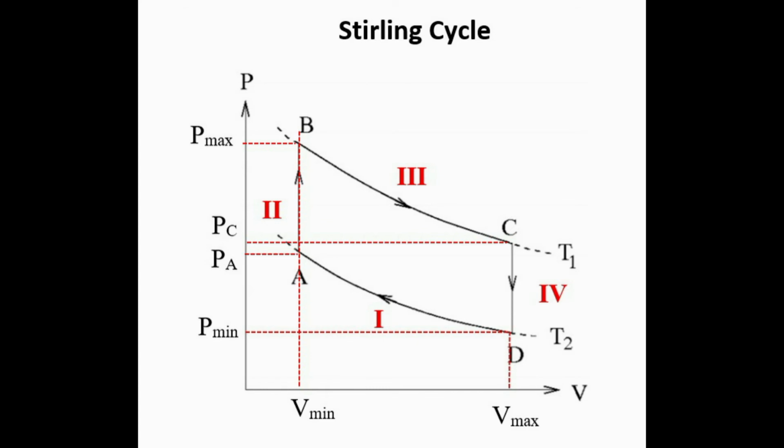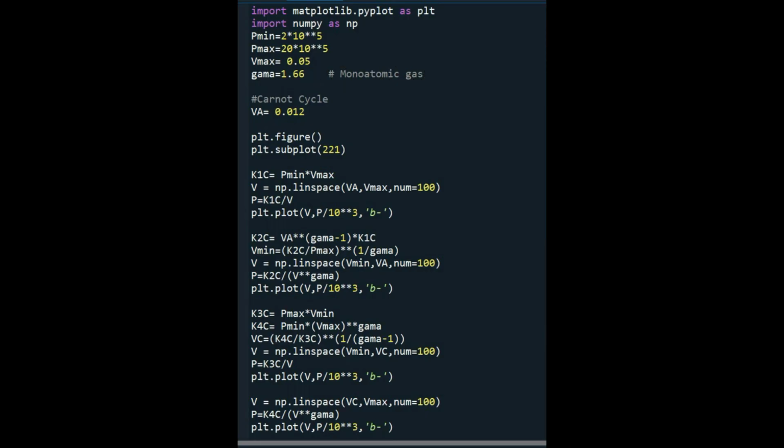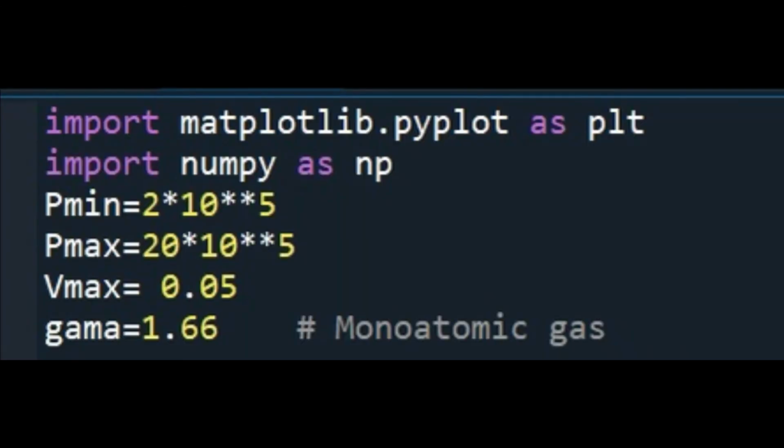But who is Pc? To determine Pc, we take process 3. Pc equal K3 divided by Vmax. Now we need to put all this information in the script. I start by importing matplotlib.pyplot and numpy. I want to set the maximum and minimum pressures. Therefore, I considered that the minimum pressure Pmin is 2 times 10 to the power 5 and the maximum pressure Pmax is 20 times 10 to the power 5.